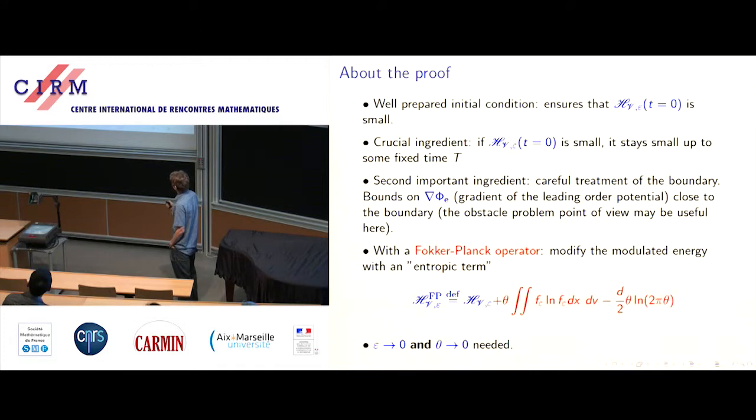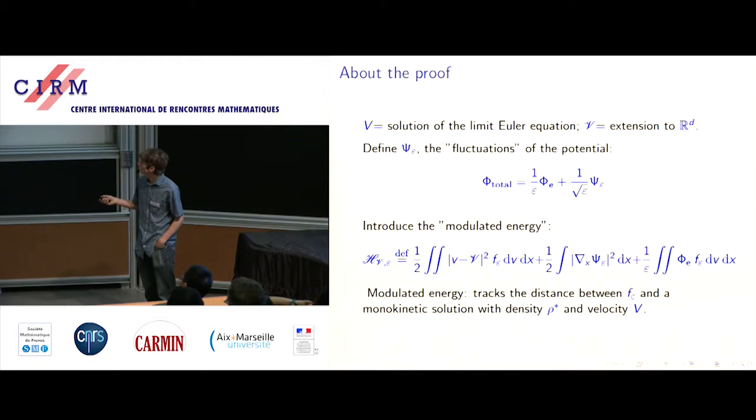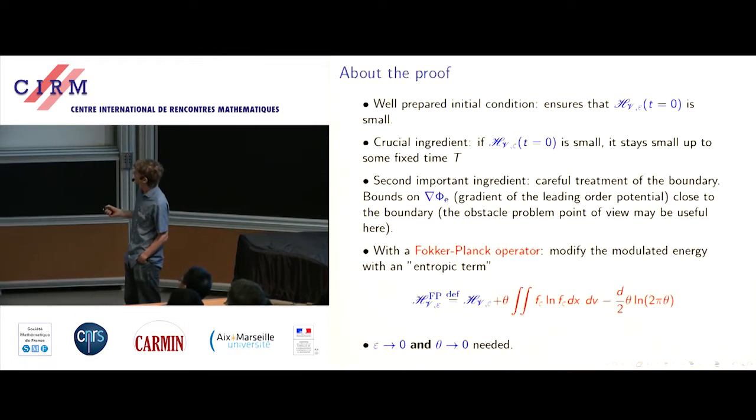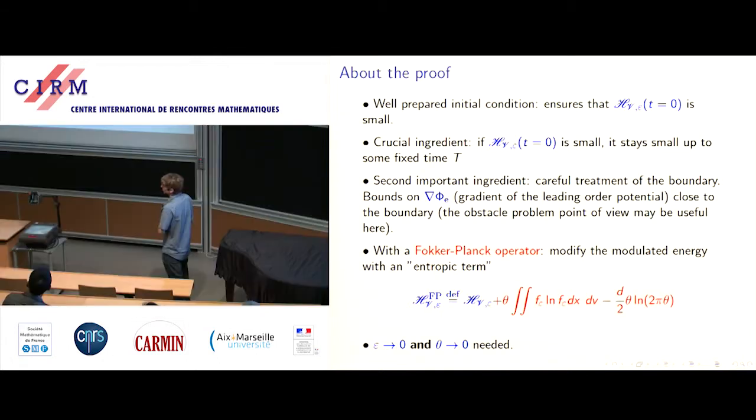So what does it mean, well-prepared initial condition? Actually, well-prepared initial condition just means that this is small, right? If you remember what it means to be well-prepared, it means that the initial potential energy was small, and then this also was small. So well-prepared means initially the modulated energy is small. And then the key computation is just to differentiate this modulated energy and to use the dynamical equation, the Euler equation and so on, and to use also the boundary condition in clever ways to show that if it is small initially, then it will remain small up to some fixed time t.